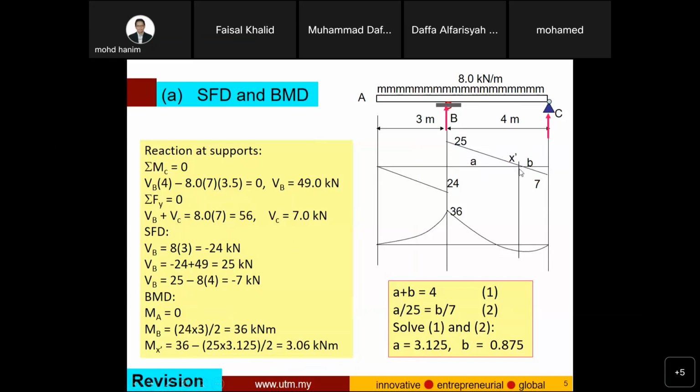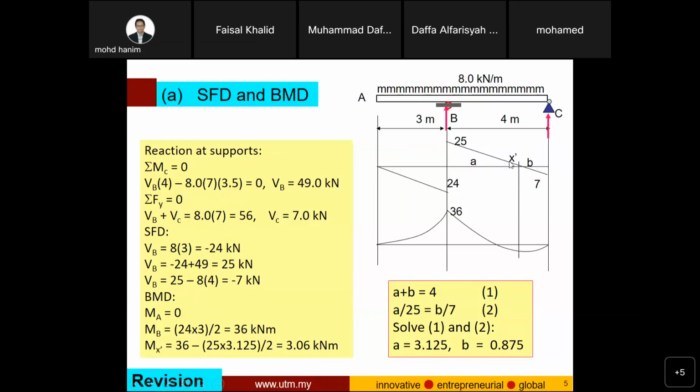This is not contraflexure. Contraflexure is here. So this is the point where the shear force changes from negative to positive. So somewhere here, but we do not know where.